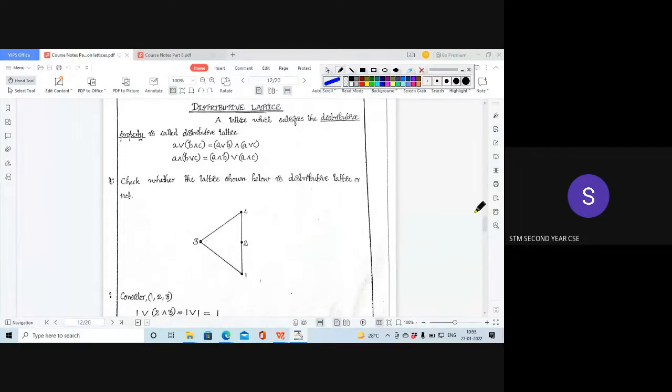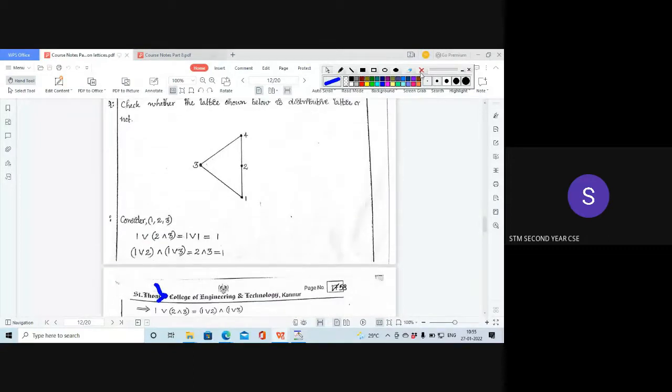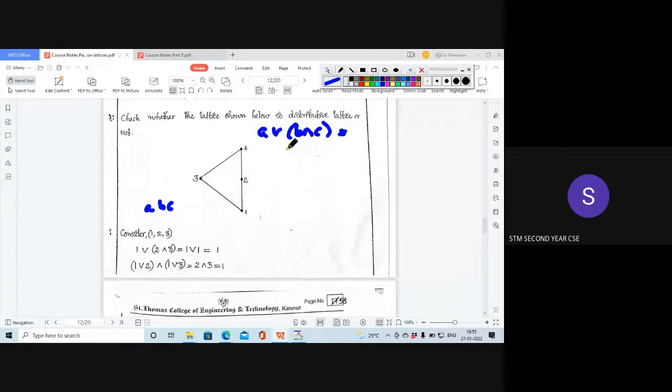Now let us take the first combination, 1, 2, 3. We are checking whether the distributive law is satisfied. From 1, 2, 3, let us see the first law. This is A, this is B, and this is C. A or (B and C) is equal to (A or B) and (A or C). So let us look at the left hand side first.